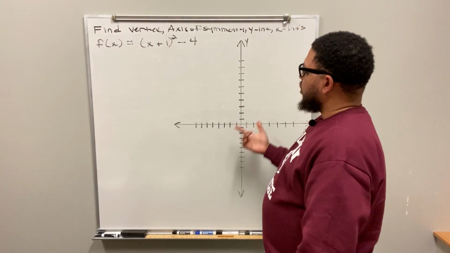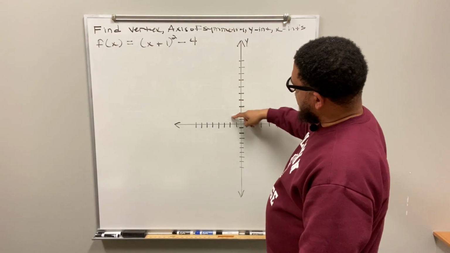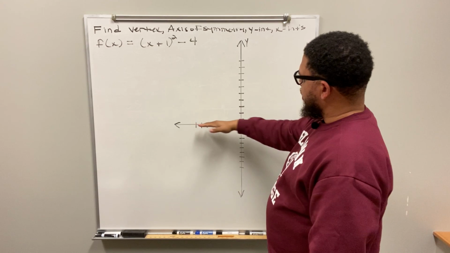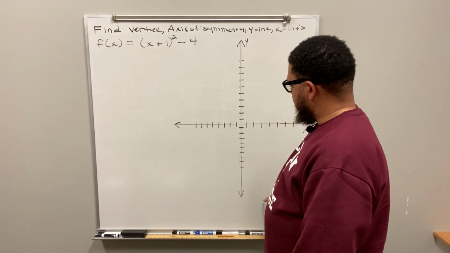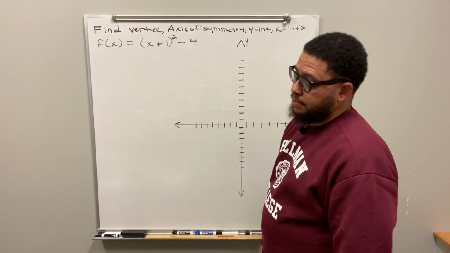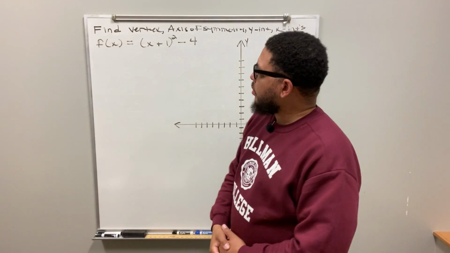For example, you could have a parabola that might go like this, boom, and not even hit the x-axis. Or it could go like this, boom, and not even touch the x-axis, right? That could happen, all right?